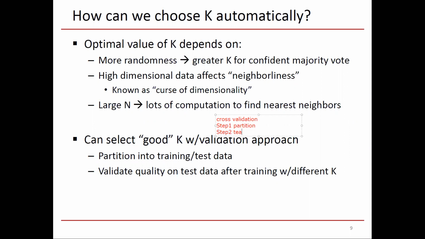Step 2, train on training data. And step 3, test what you trained on the data that was held back. So recall, what you partitioned into training and test, or perhaps training and validation data, you're going to see how well you perform on the data that you held back. So you validate your approach. And you can do this on different values of k.